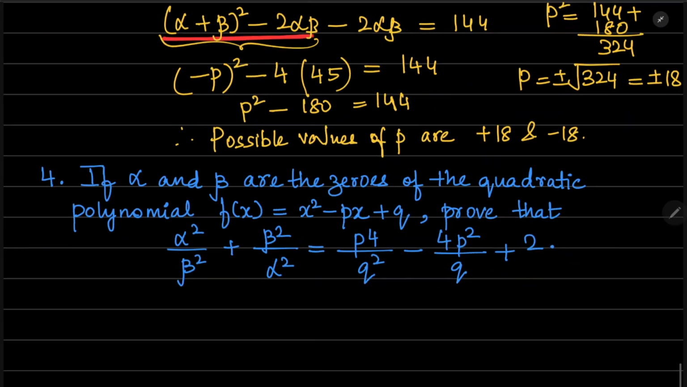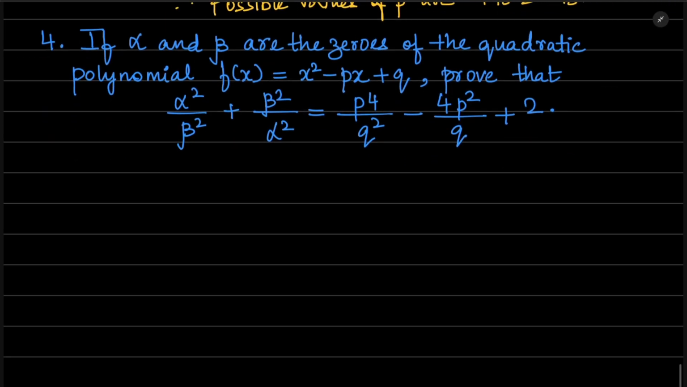Let's do the last question of the day. If alpha and beta are the zeros of the quadratic polynomial f of x, then the minute you get your polynomial, immediately find out the sum of the zeros and the product of the zeros. You have to prove some expression, LHS equal to RHS. First of all, let us write the given polynomial, that is x square minus px plus q.